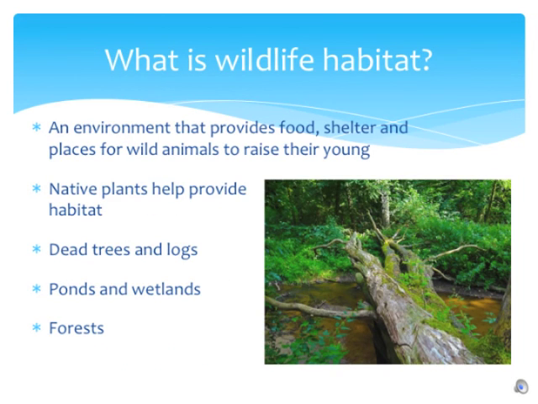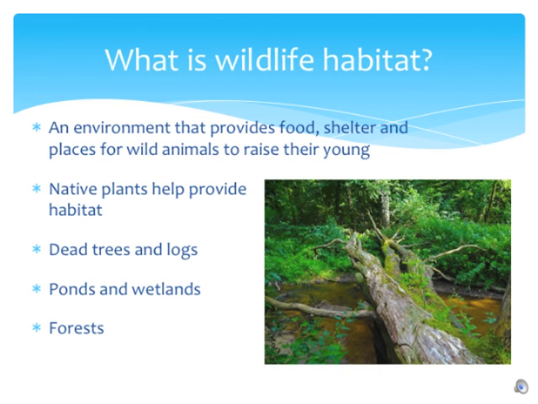What is wildlife habitat? It's exactly what I've been describing. It is any environment that provides food, shelter, and places for wild animals to raise their young. Native plants, as I've just talked about from Oregon, if we plant them here, they help provide wildlife habitat. Other types of things we like to see in wildlife habitat here in Oregon are dead trees and logs, ponds and wetlands, and forests with lots of different plant species in them.